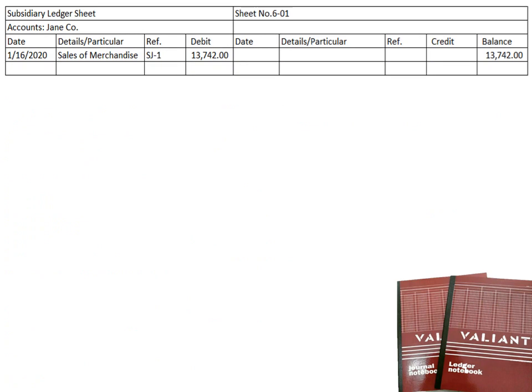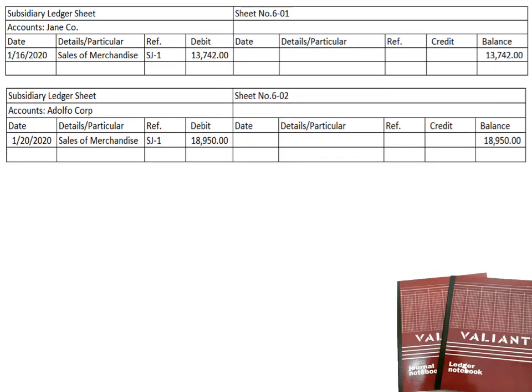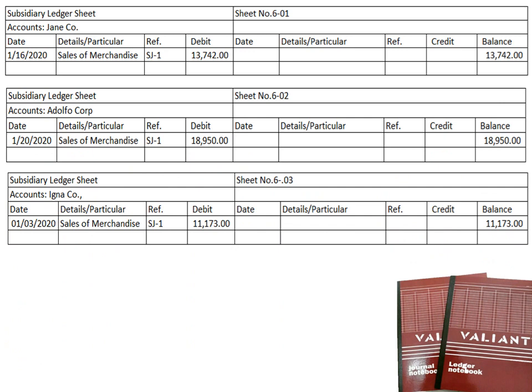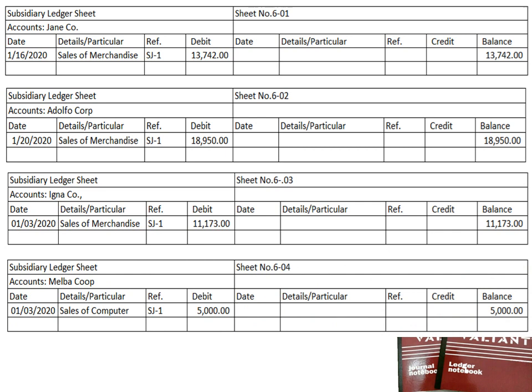So we have now the subsidiary ledger. So to whom we sold the items. So we sold one to Jane, 13,074, and then to Adolfo, 18,000, and then to Igna company. So these are our accounts receivable, including Melba, because we sold and Melba didn't pay. So if you would be able to add, to sum it all, it would be the same as our accounts receivable. Okay?